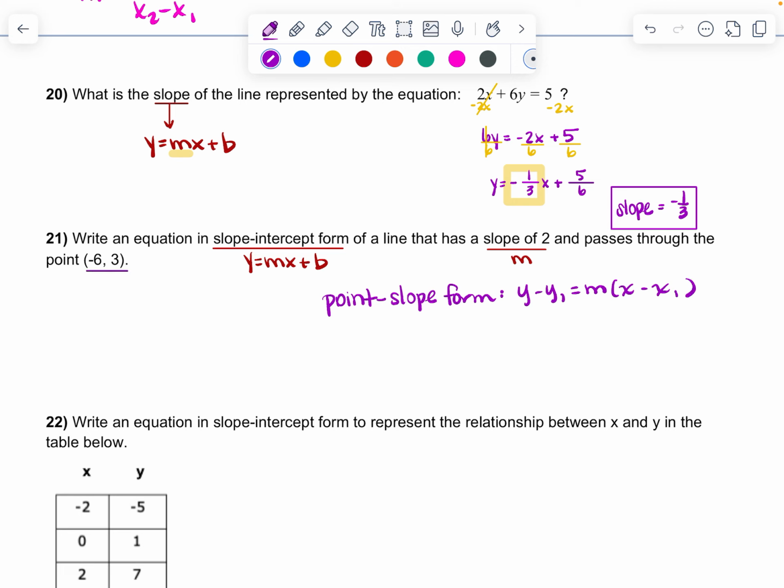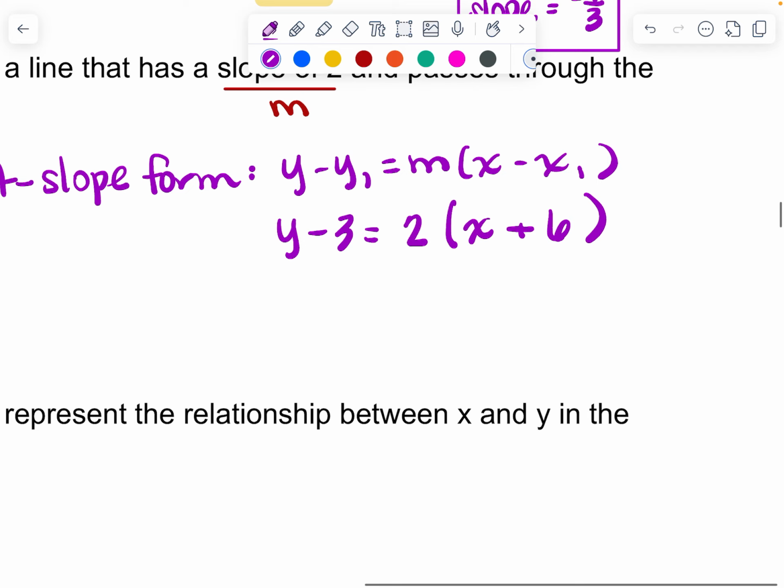So here's our point. y minus the y coordinate, which is 3. The m is your 2 right there from your slope of 2. And then in parentheses, x minus, and then our x value over here is -6. So x minus -6 is going to create a double negative, which makes that a positive. Now I need to get this in y equals mx plus b form from point slope form. That's 2 steps, always the same 2 steps.